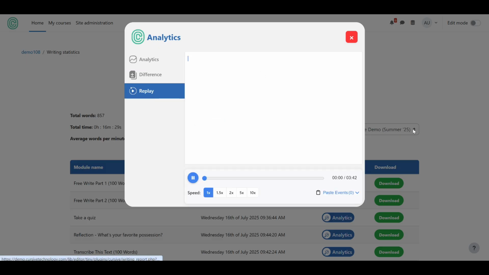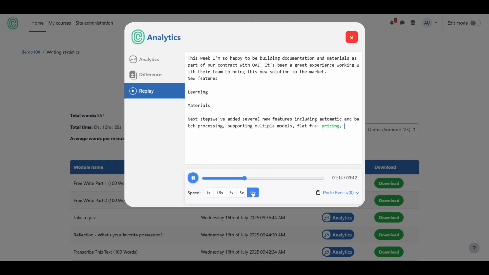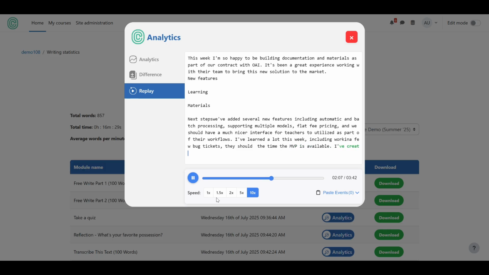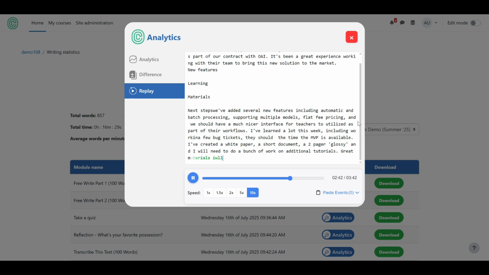If we take a look at the replay, we can also watch the process as it occurred for the student. This gives us a bunch of information about what's going on and a little bit more confidence. The student is adding text, deleting text, and making big changes to the work as it's being created.